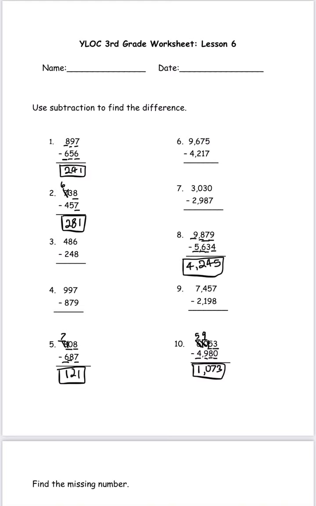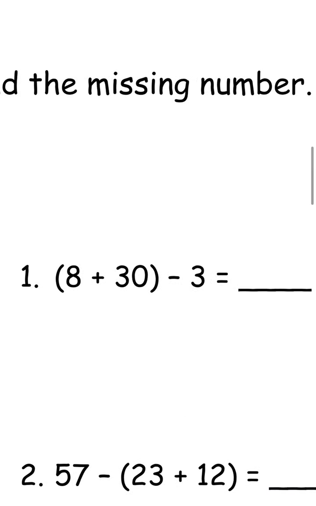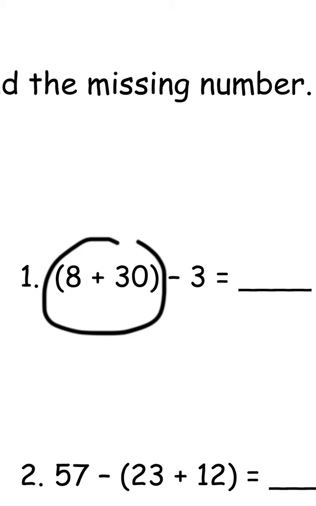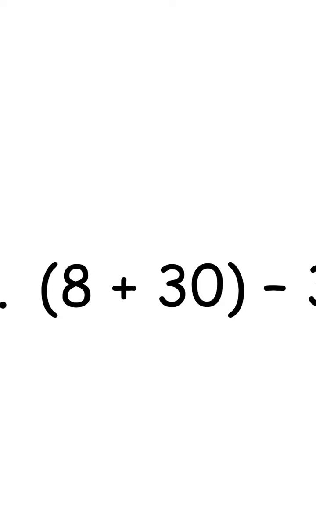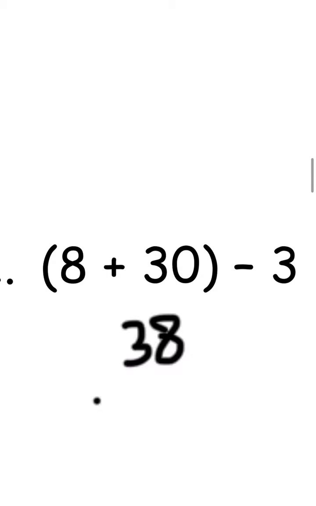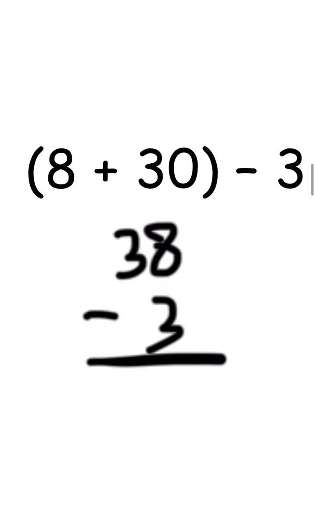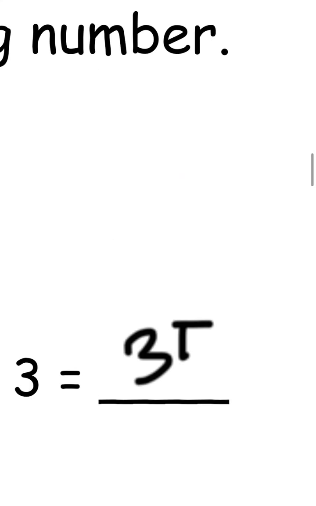Let's move on to the next page. For this page, we need to find the missing number. Let's look at number 1. So we need to first look at the numbers that are in the parentheses. We need to first evaluate and then subtract or add the number that is outside of the parentheses. So 8 plus 30 is 38, and then we need to subtract 3 from 38, which is going to be 35. So 35 is the answer for number 1.